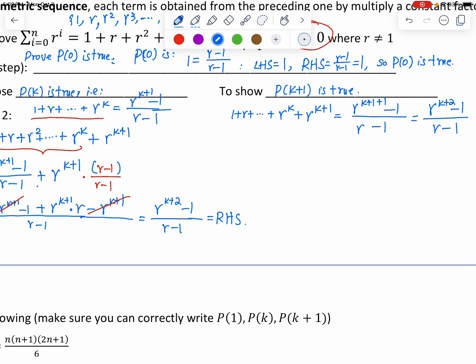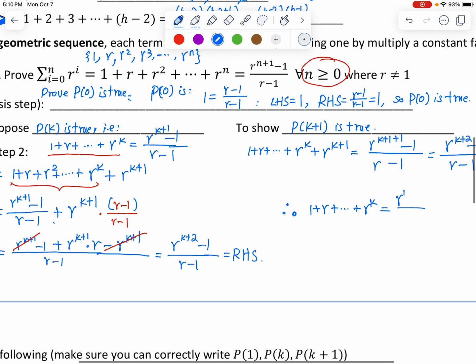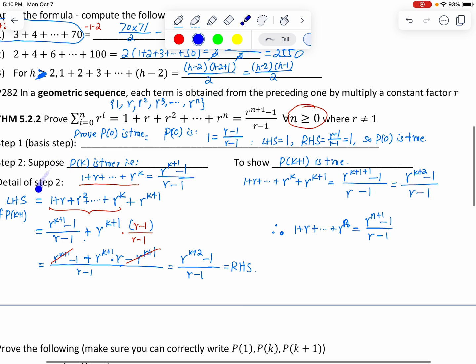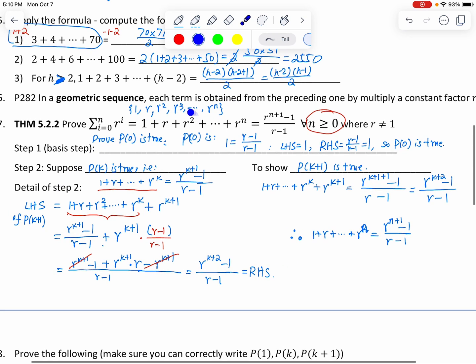So therefore we can make a conclusion. So therefore 1 plus r up to r to the n is actually equal to, we actually use the n there, r to the n plus 1 minus 1 over r minus 1. So that's another example of using mathematical induction to prove this result.